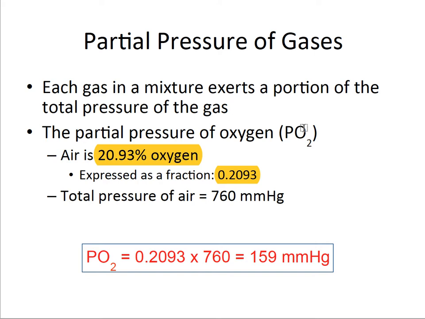The total air pressure at sea level is typically 760 millimeters of mercury. So if you multiply those two together, it's 0.2093 times 760, or a PO2, a partial pressure of oxygen in room air at sea level, of about 159 millimeters of mercury.